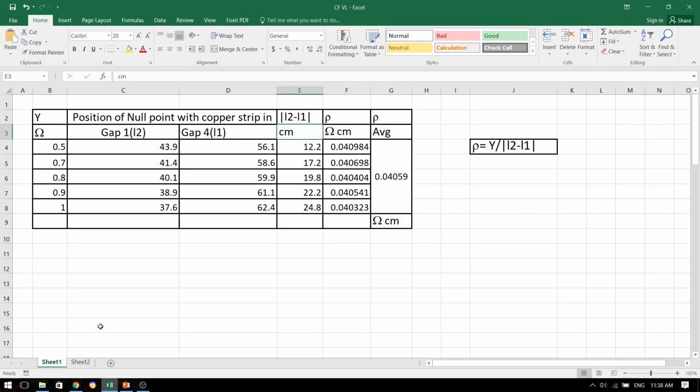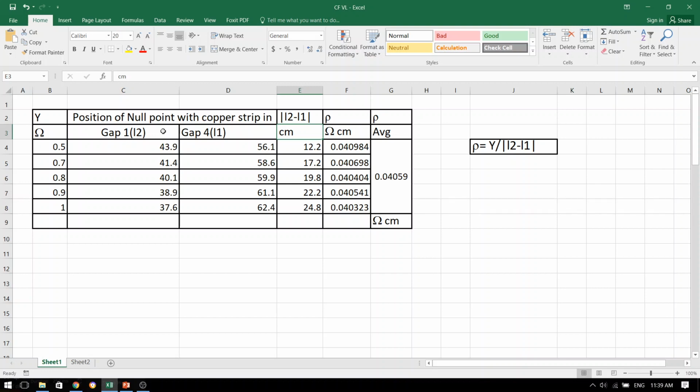Here, to see what I have done. These are the values of Y and the position of the null point with the copper strip in gap 1 or gap 4. Remember, in the theory I had told you that we have to interchange the positions. So once we find the null point while the copper strip is in gap 1, we will do it again when the copper strip is in gap 4, so that those will give us the values of the corresponding L1 and L2.